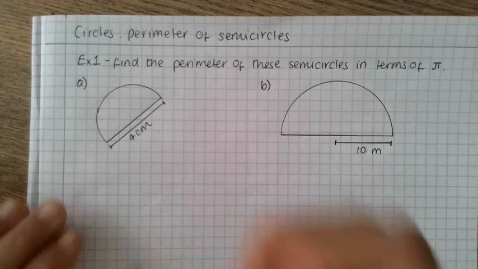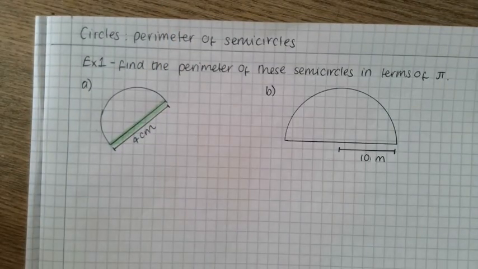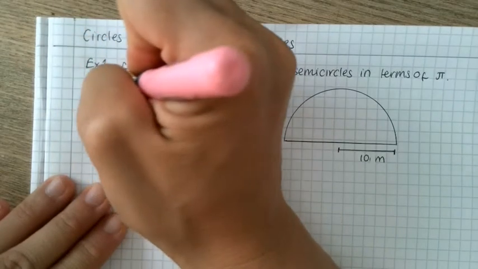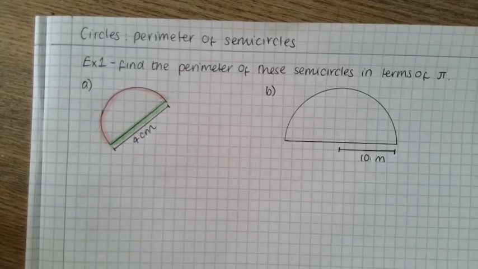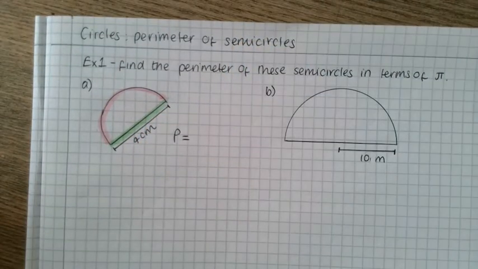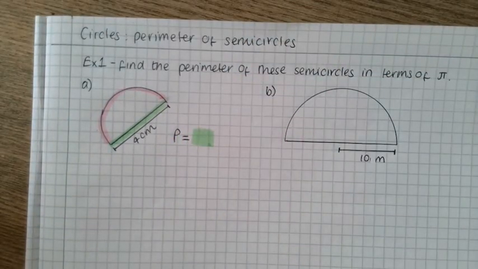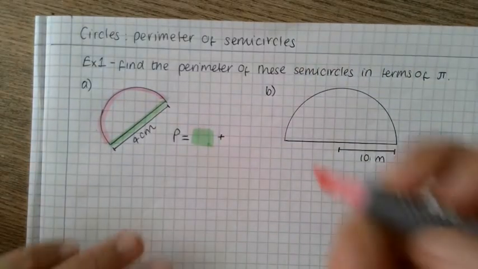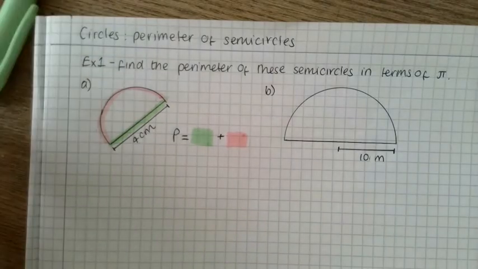So for a semicircle, we can see that we have this straight edge here, which I've just highlighted in green, and then we also have a curved edge, which I've highlighted in pink. Now we need to add the length of the straight edge and the length of the curved edge together to get the perimeter. So I might just start off by writing that the perimeter is going to be the length of the straight edge, and I need to add that to the length of the curved edge. Okay, and that's going to be my perimeter.